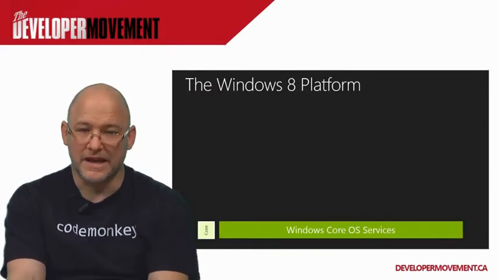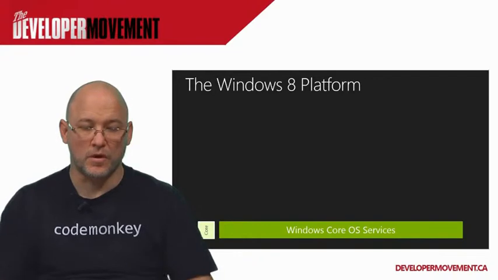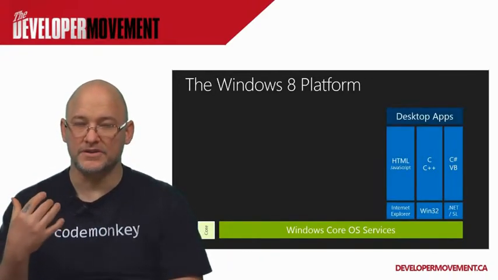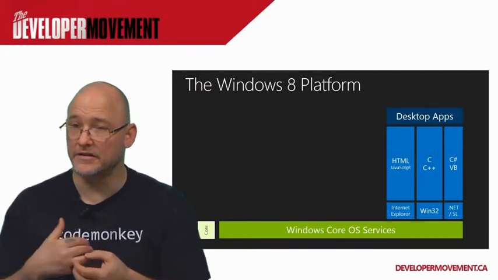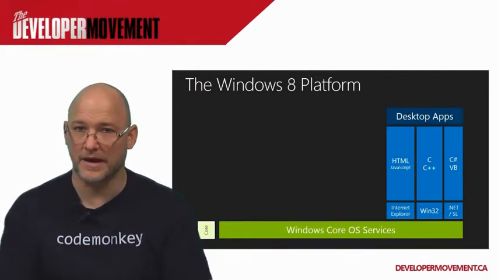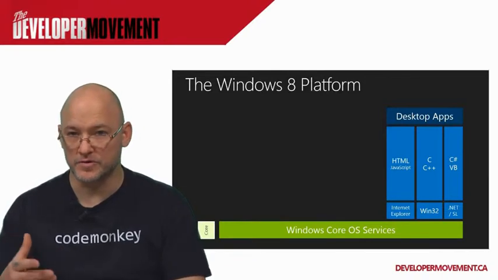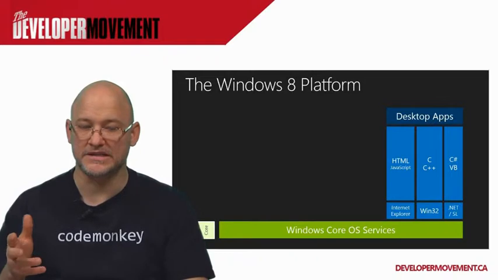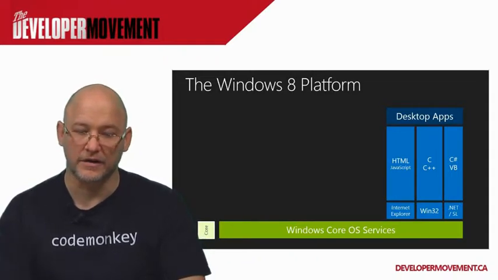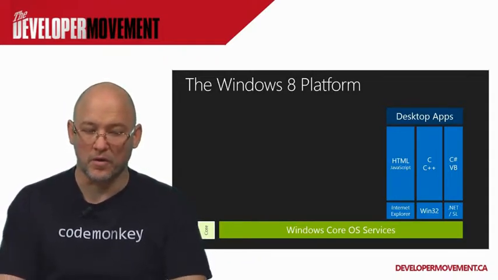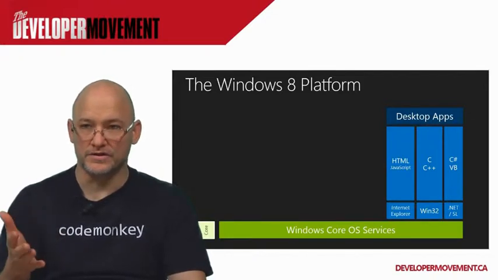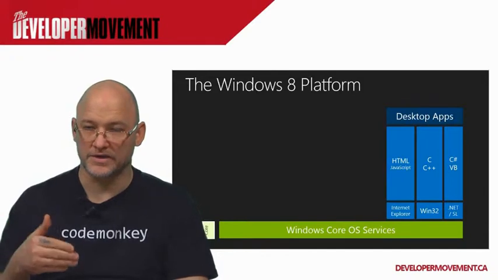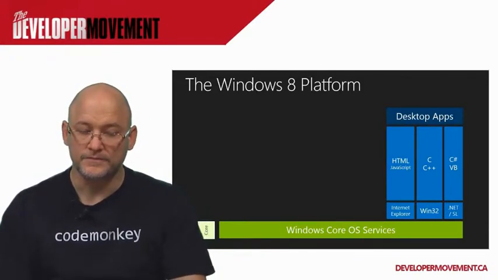Now, with regards to the API, we still have the Windows Core OS services. Traditionally, for desktop apps you'd have your traditional methodology, and that's all still available to people that are writing desktop apps. You have HTML and JavaScript, which would run in the Internet Explorer browser. You also have your C and C++ that would connect directly to the Win32 layer, and then connect through that to the Win Core OS services. Or you can use your traditional C# and VB application model where you connect directly to the MSIL.